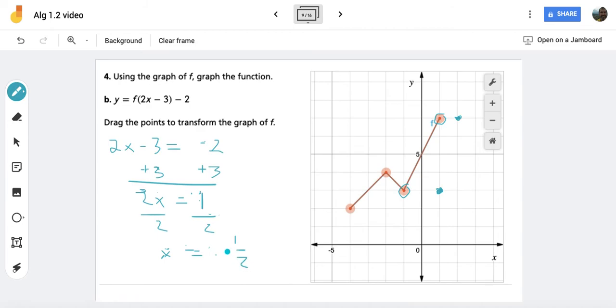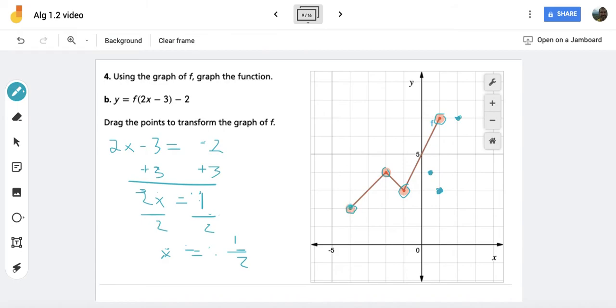So for my g function, when x equals a half, it's going to equal, oh yeah, I'm doing this point here, right? Yep, it was -2. I plugged in a -2, and I figured out x was a half. So for a half, it's going to be right here. Okay, one more to go.